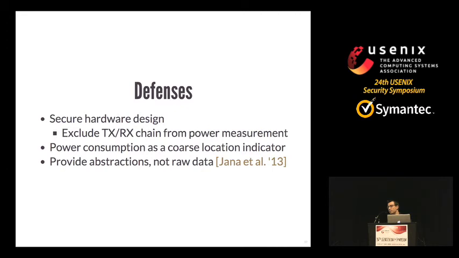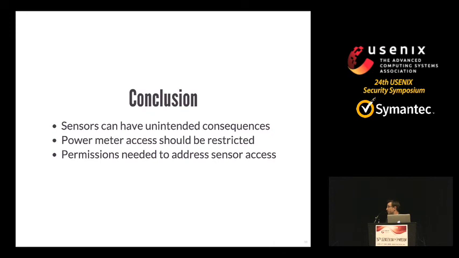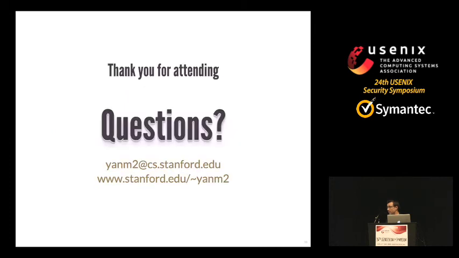Include the power consumption as a coarse location indicator in the same way that signal strength and cell ID information is included today. And also provide abstractions instead of access to the raw data, although this one is kind of hard. You need to understand what the useful abstractions for a user are. The conclusion is that sensors can have unintended consequences, and that power meter access should be restricted. We need to apply the permissions that we have for other obviously dangerous sensors to this sensor as well. Thank you, and I'll take questions.